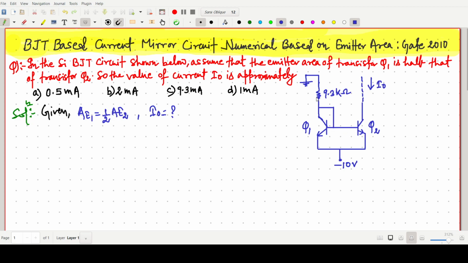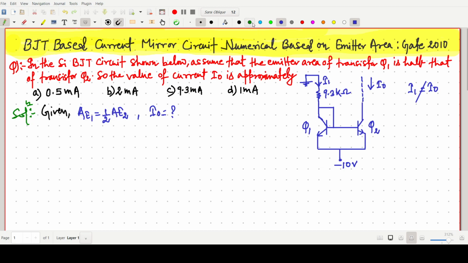So one can say if the current is I1, then I1 is nearly equal to I naught in a simple current mirror circuit. But we can't say directly that I1 equals I naught because we are dealing with the emitter area concept. If the emitter area were constant, it may be the same. But here there is a change in emitter area. So how to solve such a problem?